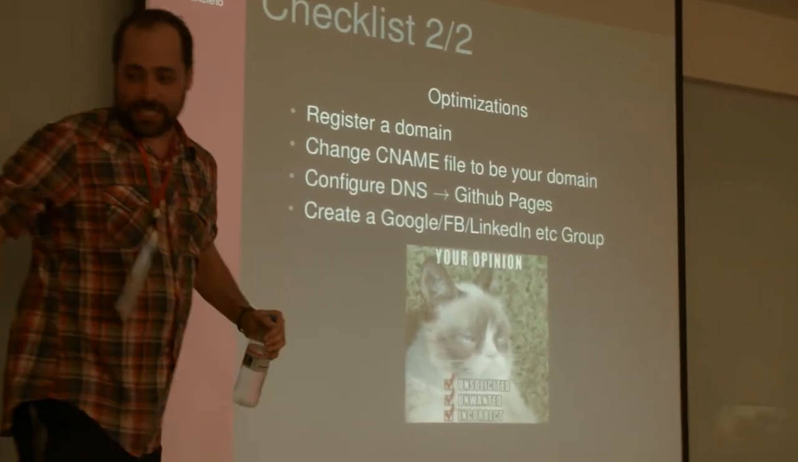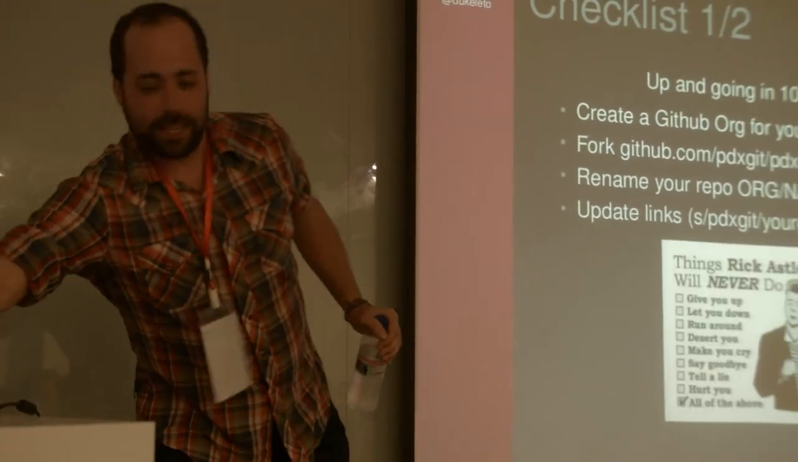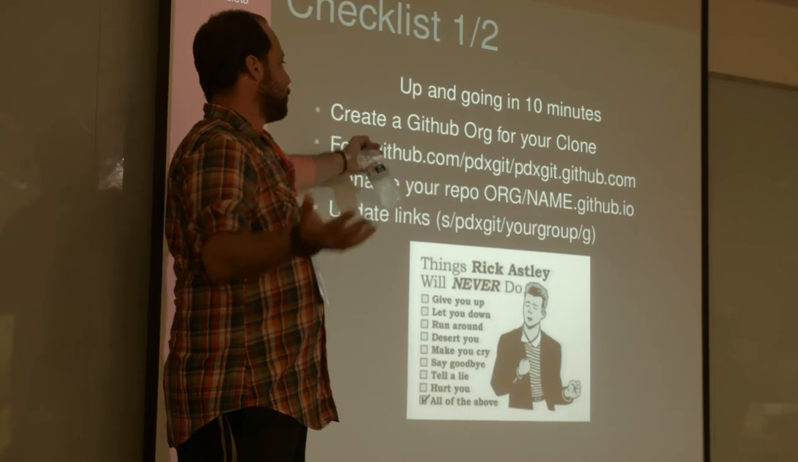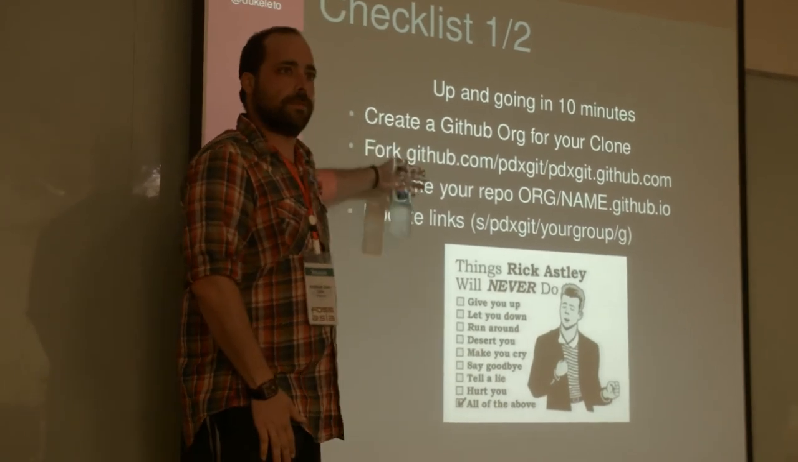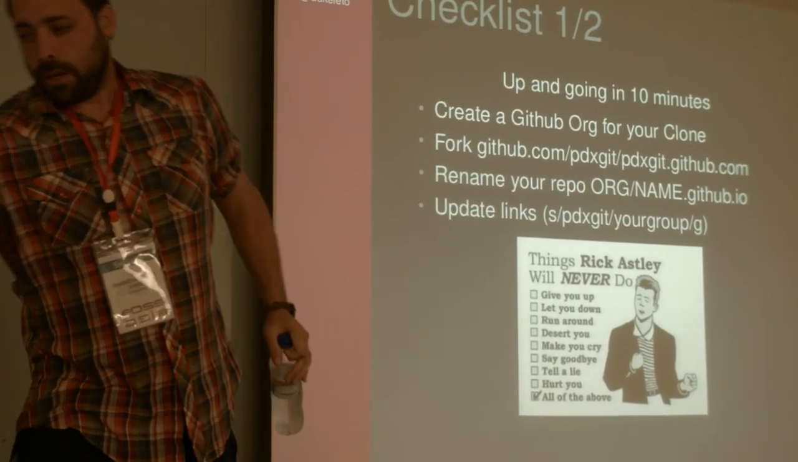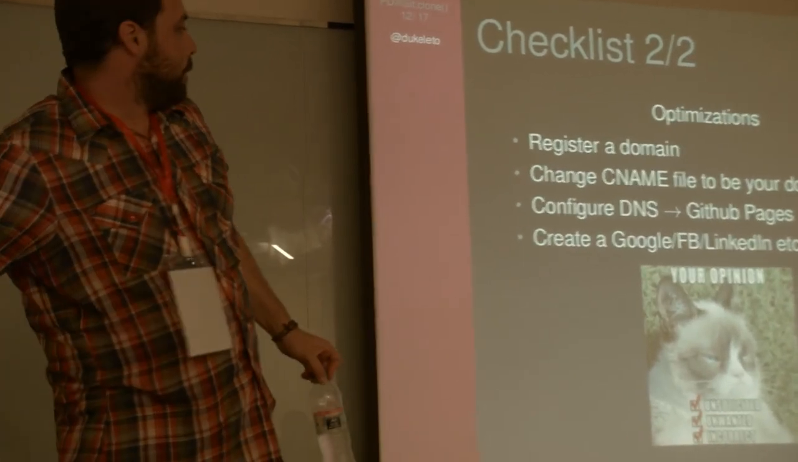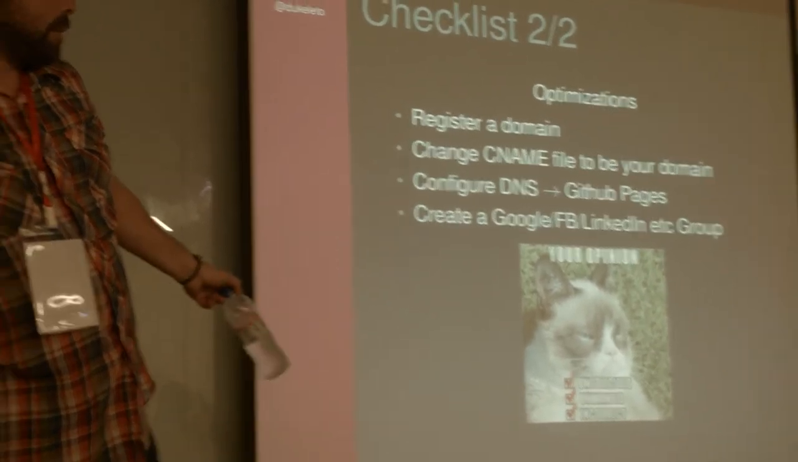Okay, so that whole slide is how to start your user group. You get a web page, GitHub Pages, Twitter Bootstrap, you get all of that just in a few minutes, okay? And you have your website going. You can also register a domain name, and these details are not so important. You can create Facebook and LinkedIn pages. Probably a mailing list is good.